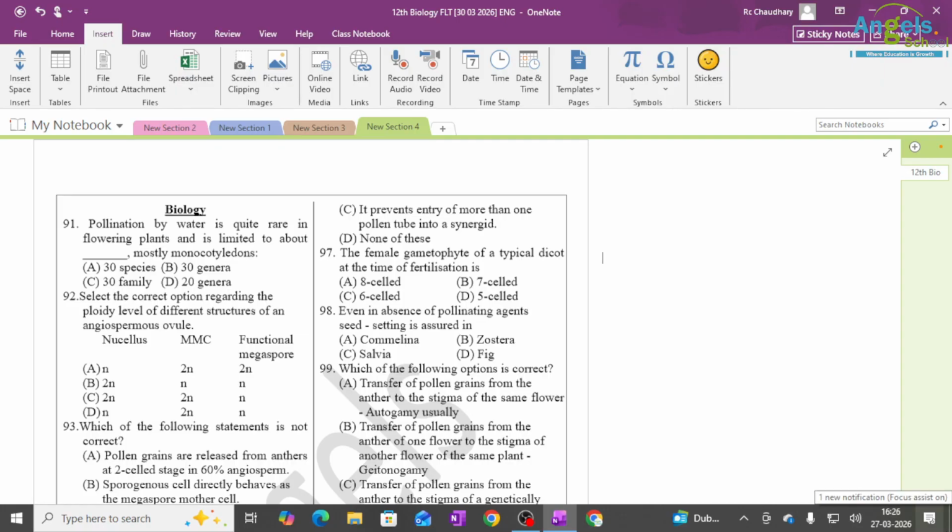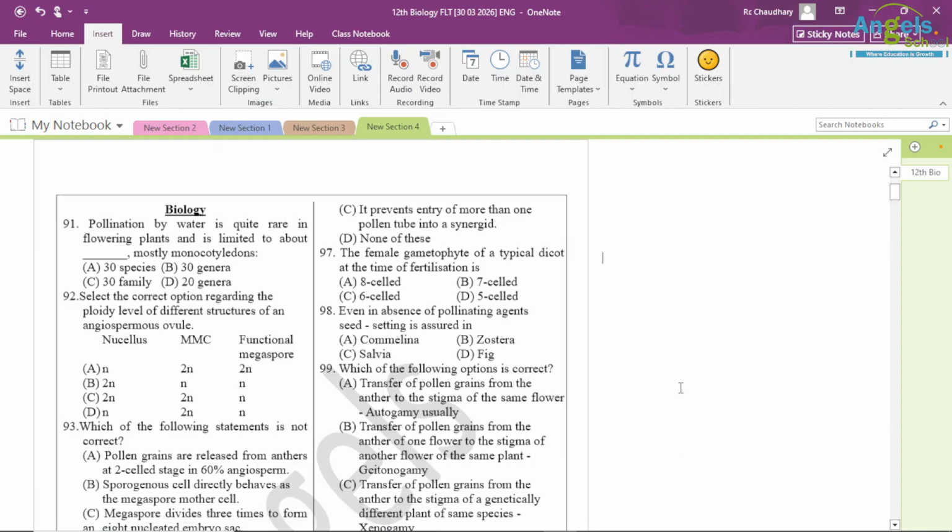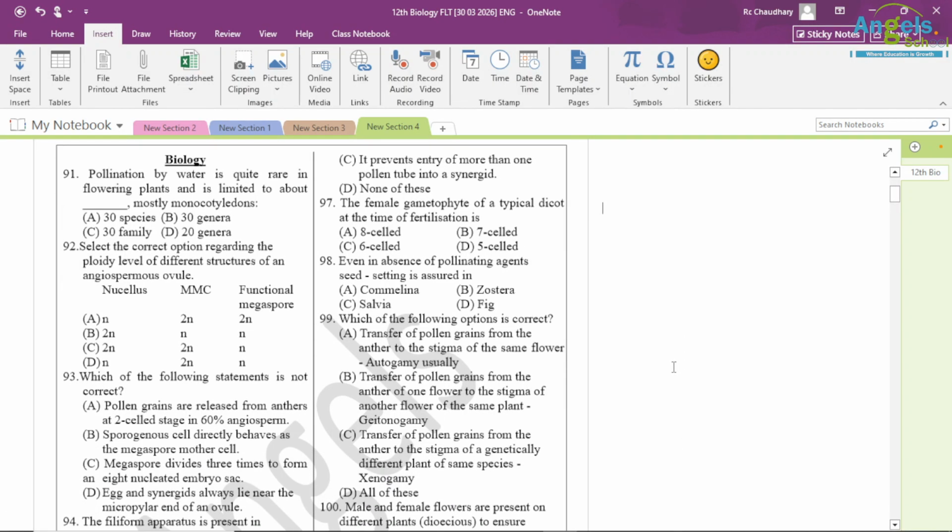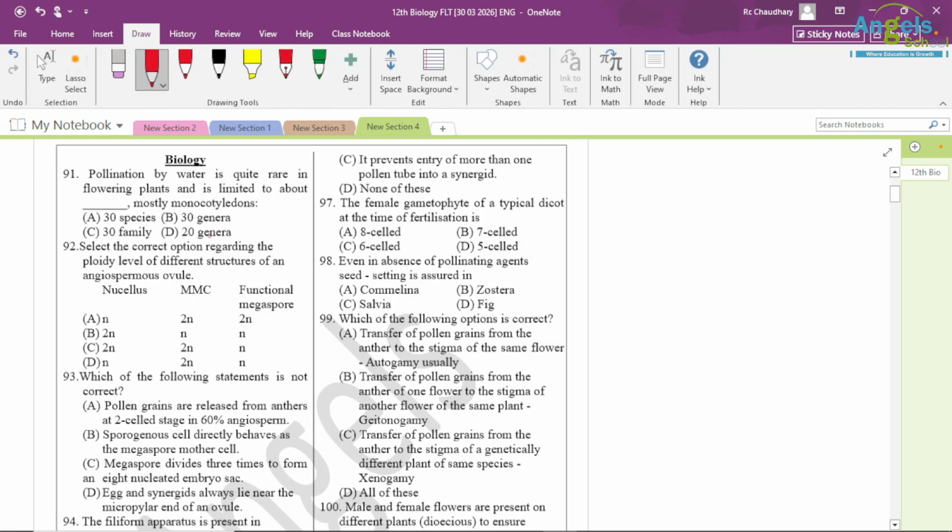12th AA test date 30th March 2026. Biology section, question number 91. Pollination by water is quite rare in flowering plants and limited to about dash, mostly monocots. So limited to about 30 species in monocots.